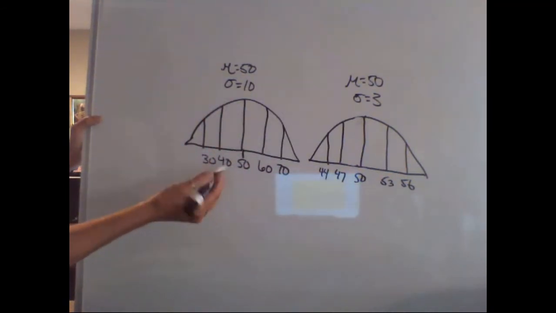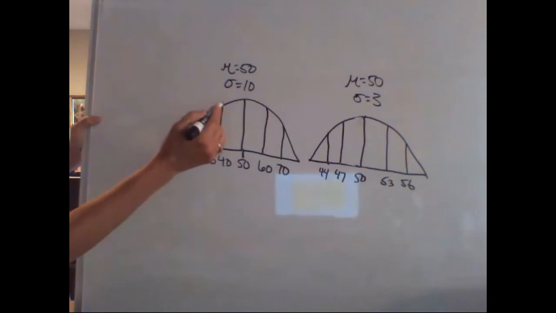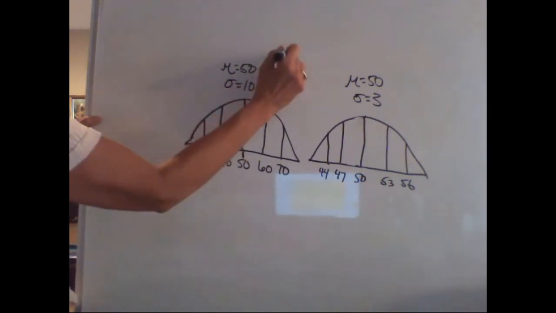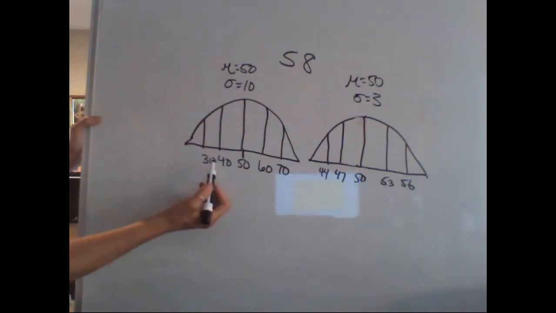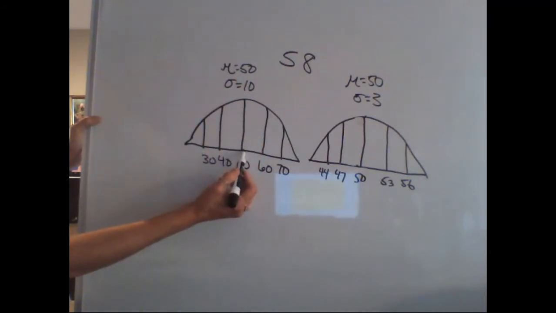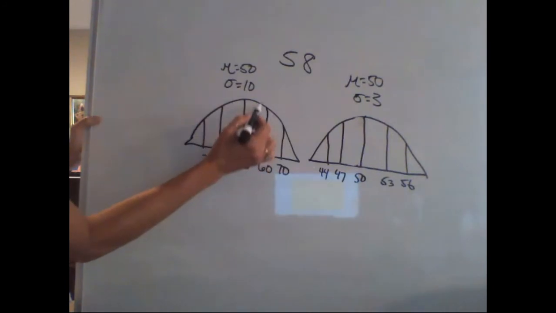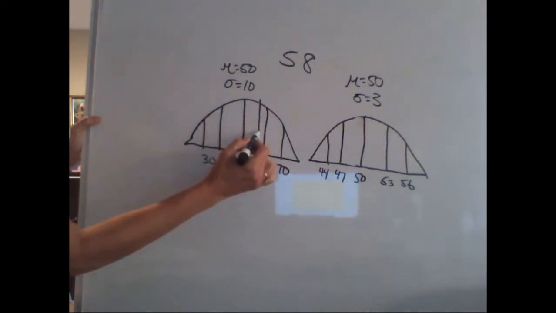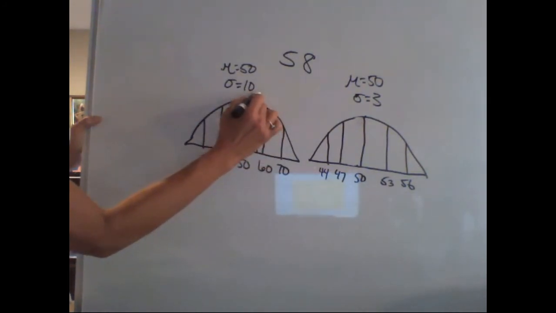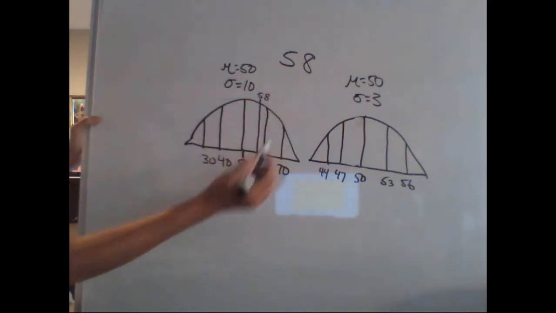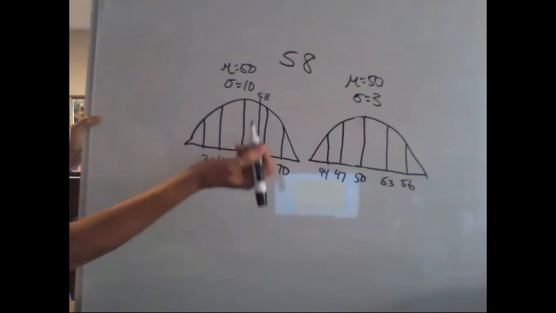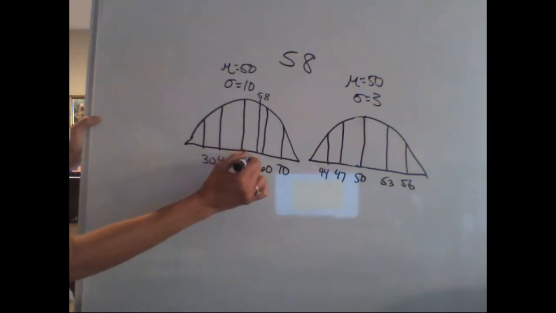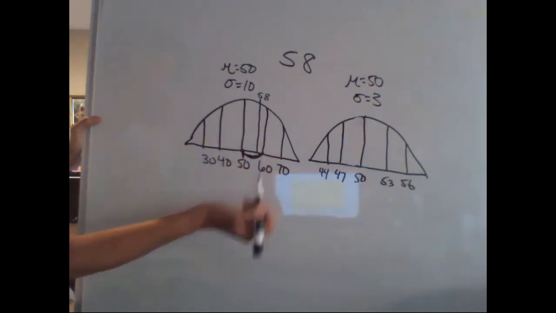So what I'm going to do is indicate where our score is. Our score, as a reminder, was 58. So in this one, I'm going to put my score of 58 somewhere between 50 and 60. It's about right here. Okay, so I'm going to put 58 right there. Now let's think about this. How many standard deviations is that? What standard deviation is it close to? It's pretty close to 1 standard deviation right there.